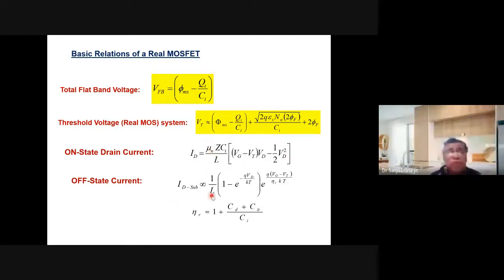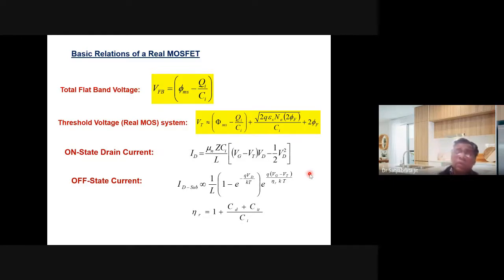Subthreshold leakage current is completely undesirable. We want this current to be zero, but from this relation you can neglect this term, and it is Vg minus Vt. Now just see, for a fixed gate voltage, if the threshold voltage is decreased, then this unwanted current will be increased. That means if there is a reduction in threshold voltage, then the subthreshold leakage current, or subthreshold off-state current, will be increased.